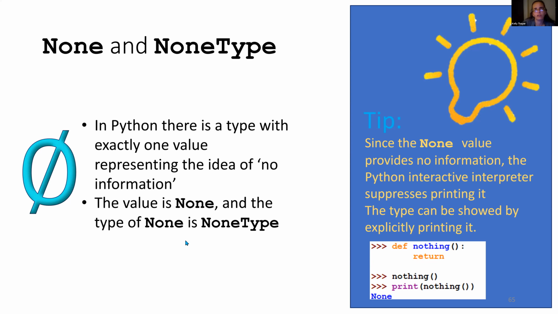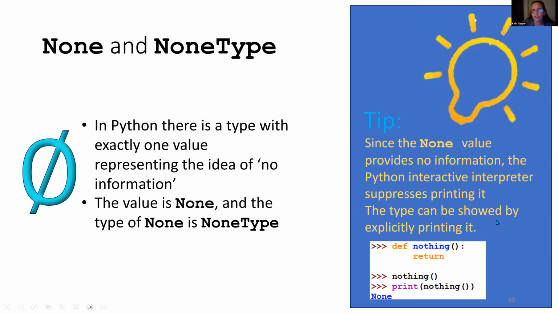And so everything in Python needs to have a type. Well, what's the type of none? Well, there wasn't one. So Mr. Guido van Rossum invented the none type. So the type of none is none type. And so I'm going to use this null symbol to indicate the idea that, yes, there's something, but there's no information. The type is none type.